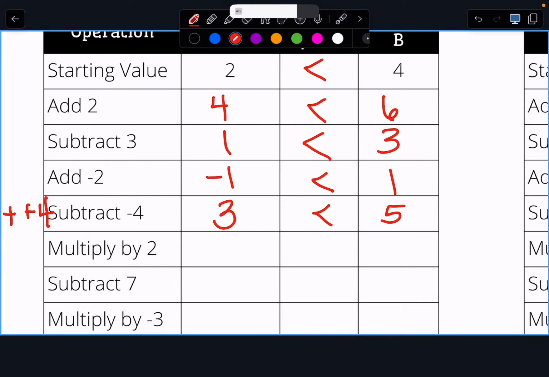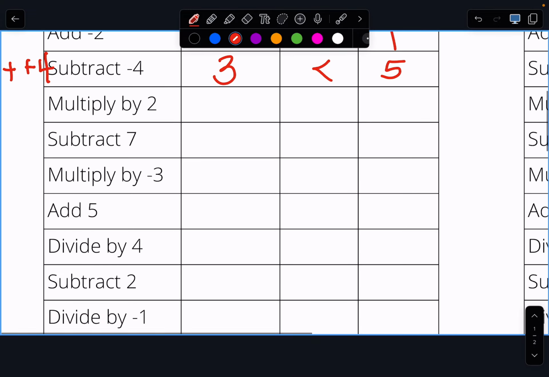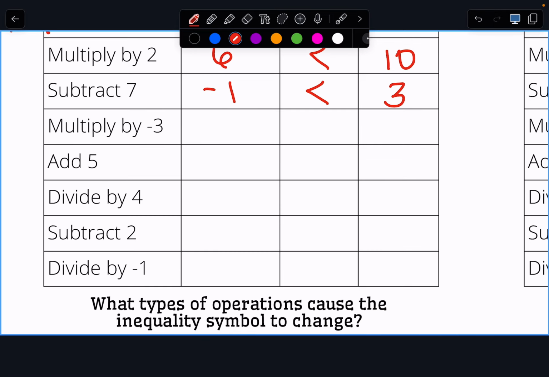At least good to here? Okay. Multiplying by 2 gives us 6 and 10. Does our inequality change? Okay. Subtracting 7 should give us -1 and 3. Does our inequality change? No. Okay. Multiplying by -3 gets us 3 and -9.